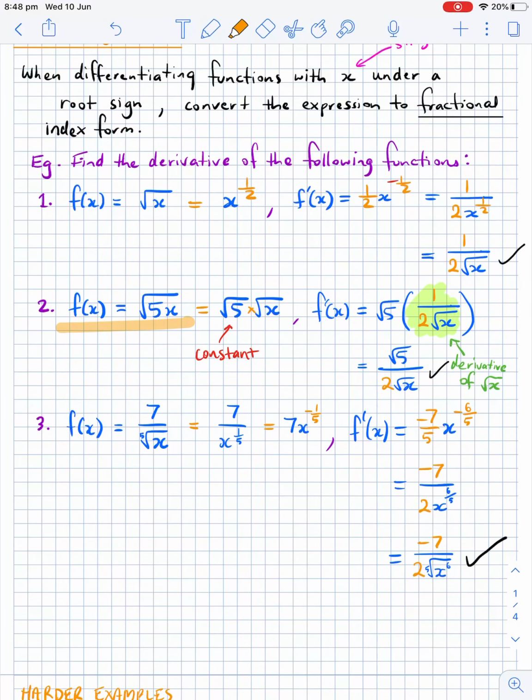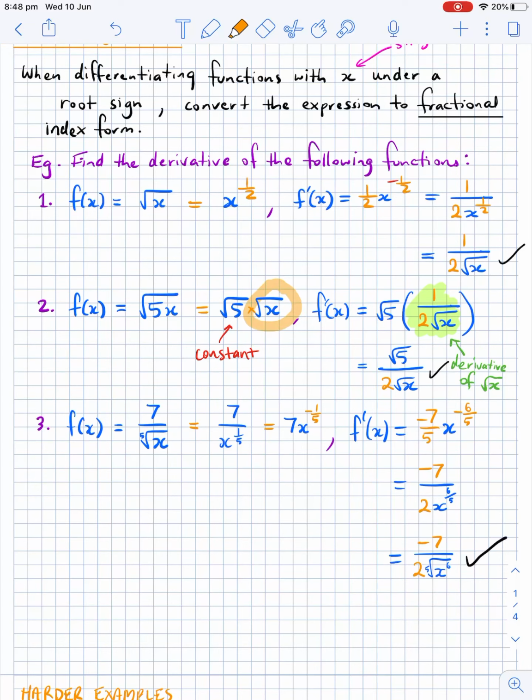Next up, if f of x equals the square root of 5x, the easiest way to deal with this is to split this up into two terms, which are multiplying, which you can do with square root signs. So we get the square root of 5, which is just a constant. We can literally leave this out the front and not worry about it. And we can differentiate this part here.